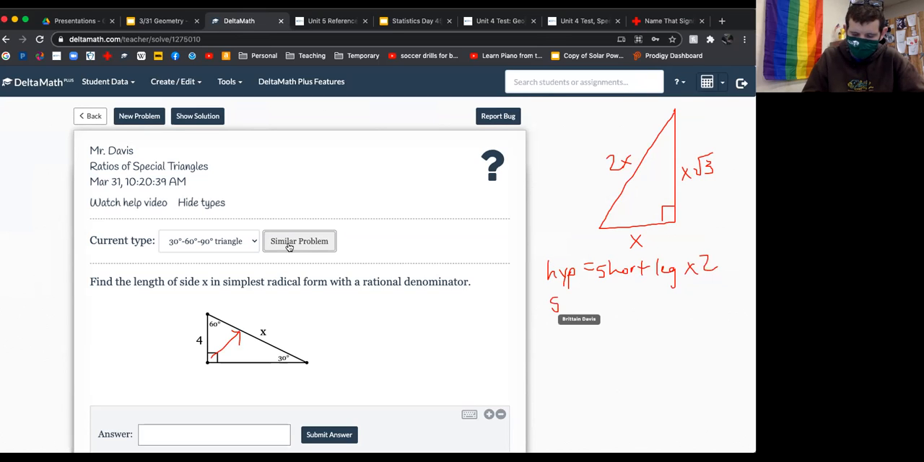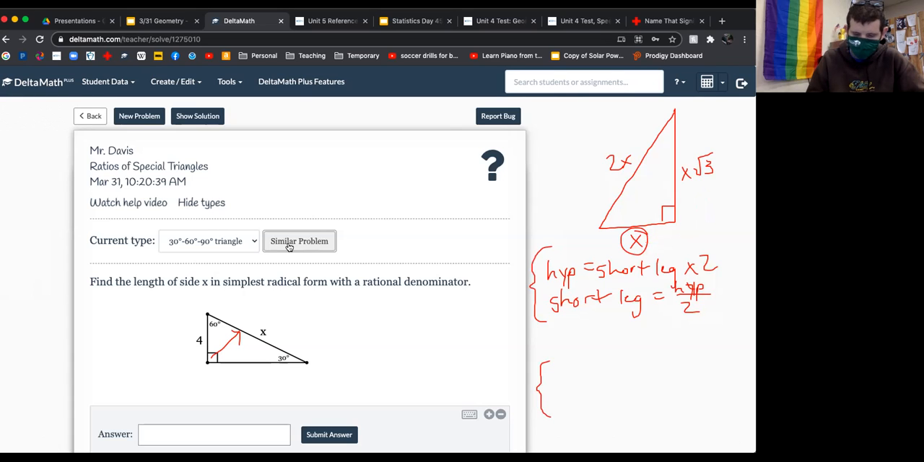Vice versa, if we know the hypotenuse, we can find the short leg by taking the hypotenuse and dividing by 2. Now, you don't have to use both these formulas. You can just pick one of them, right? We also have a relationship between the short leg and the long leg. And the way this one works is if we know the short leg and we want to find the long leg, I just need to multiply by square root of 3.